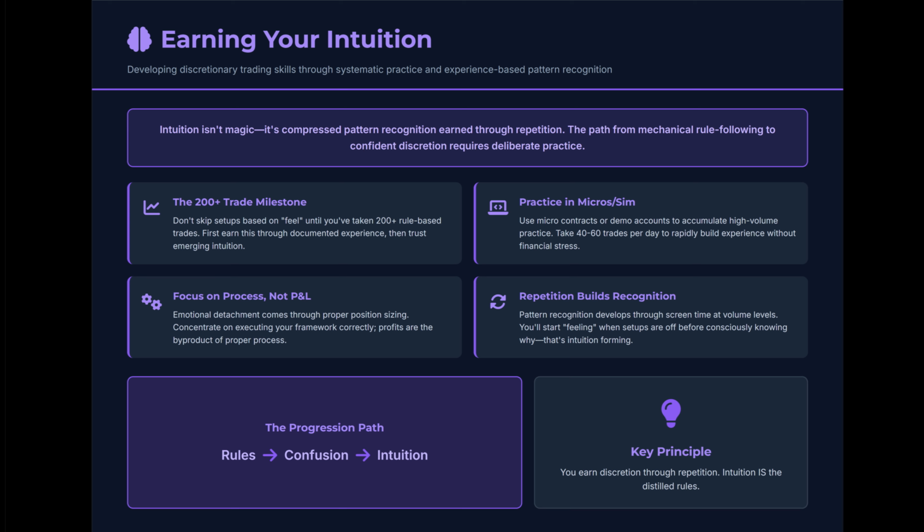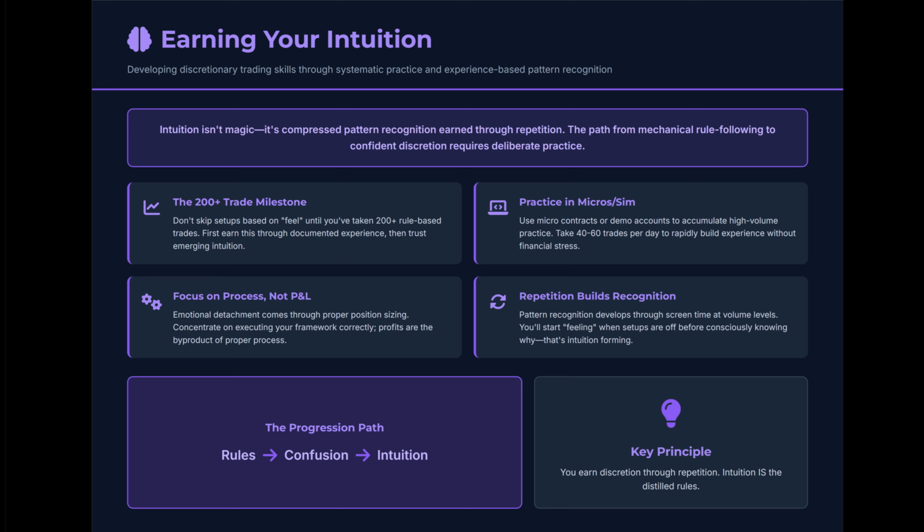Principle 2. Practice in micros or sim. Use micro contracts or demo accounts to accumulate high-volume practice. Take 40 to 60 trades per day to rapidly build experience without financial stress. This is how you compress the 200-trade milestone into a reasonable time frame without blowing up your account.